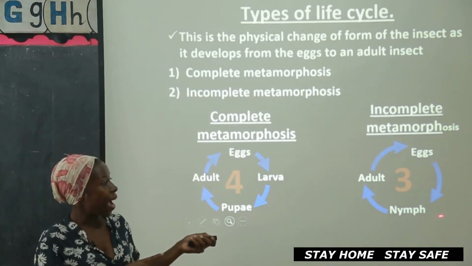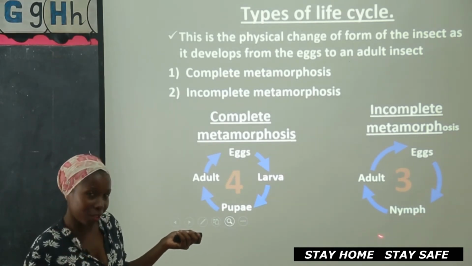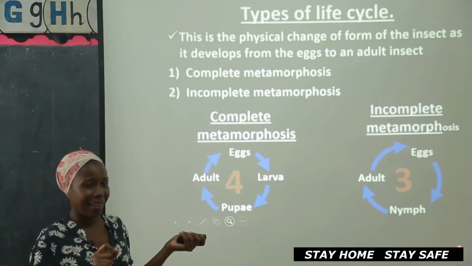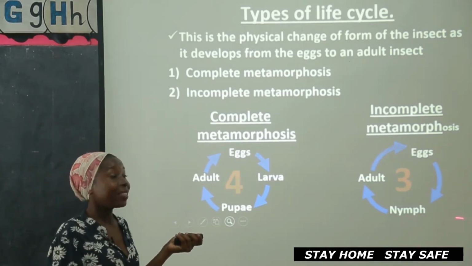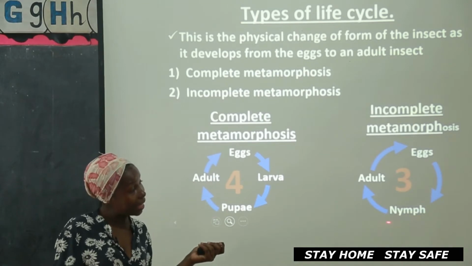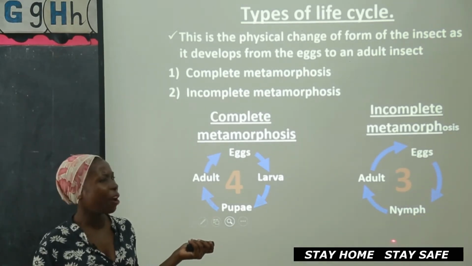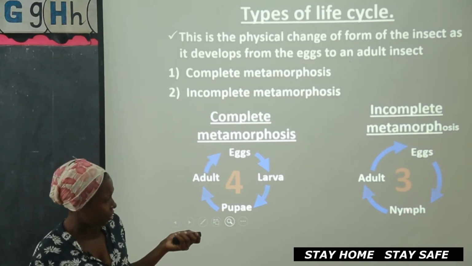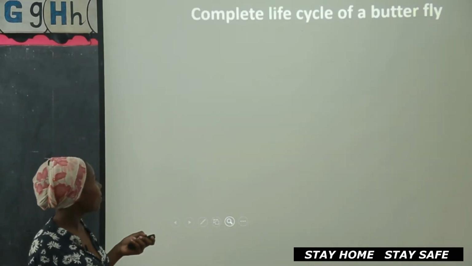All right, but the larva stage in incomplete metamorphosis, the larva stage in incomplete life cycle has a special name, and that is nymph. Have you seen the word nymph? It's a special word. Doesn't have any vowel in it. Have you seen it? How would you wish to continue? Let's continue and you see.